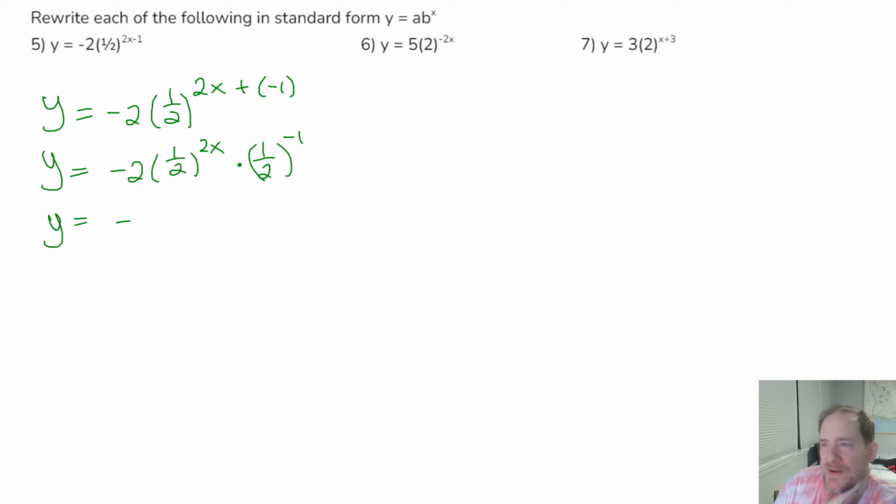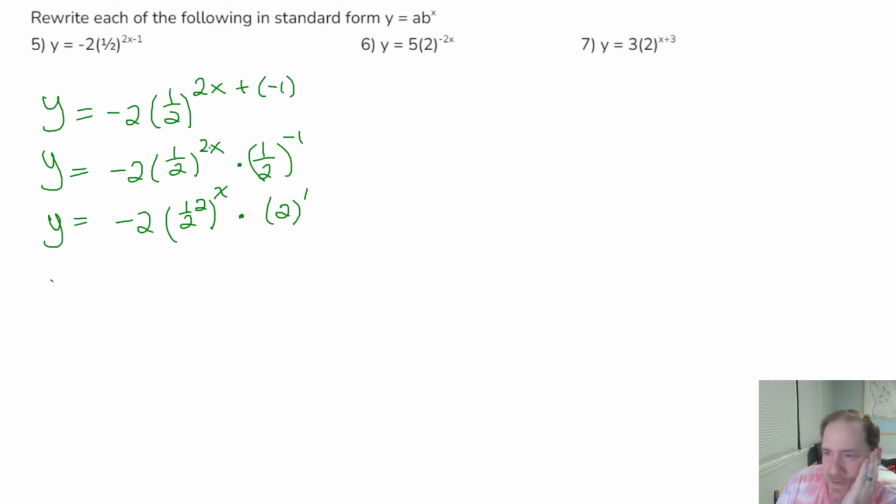We still have this -2. I'll just bring him down. Now this 1/2 to the 2x, I would break that down more, because I know that when I'm multiplying in my powers, I can treat that as raising 1/2 to the 2 and then to the x. It's power to a power. Then my 1/2 to the -2, I can apply my negative exponent to this and just take the reciprocal of my base. So my base becomes 2 and my power becomes positive.